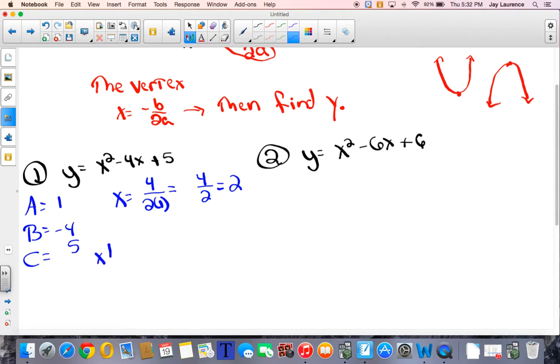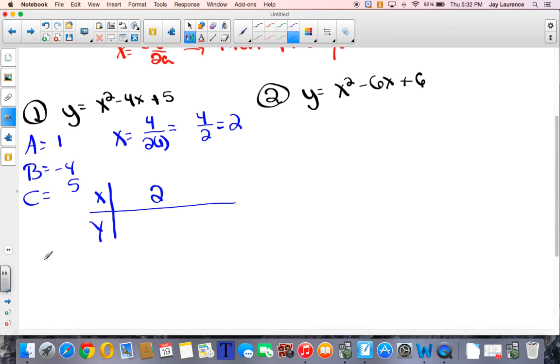How do you suppose I find the y-coordinate of the vertex? Well, I'm going to make a table, silly goose. All right, I'm going to put 2 in for x, plug 2 into the equation, solve for y. So let's do that. So I'm going to substitute in. I've got y equals 2 squared minus 4 times 2 plus 5.